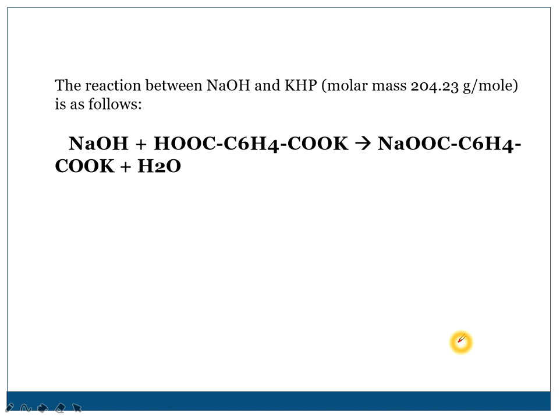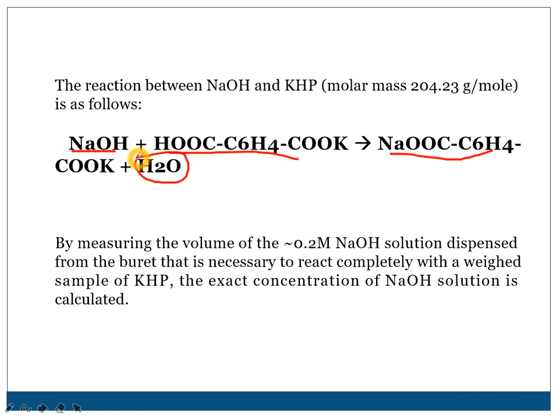Now, we can go through the reaction of the standardization of sodium hydroxide. Sodium hydroxide is standardized by reacting with potassium hydrogen phthalate. Hence, the reaction is as follows. Sodium hydroxide on reaction with potassium hydrogen phthalate gives the sodium salt of potassium hydrogen phthalate and 1 molecule of water. Now, by measuring the volume of 0.2 molar sodium hydroxide solution in the burette, we can identify the exact concentration of the sodium hydroxide solution.